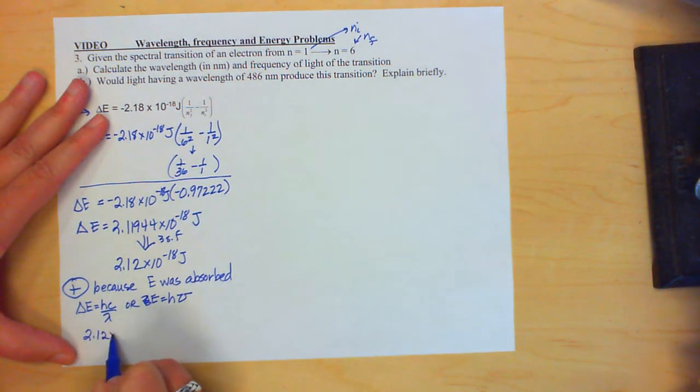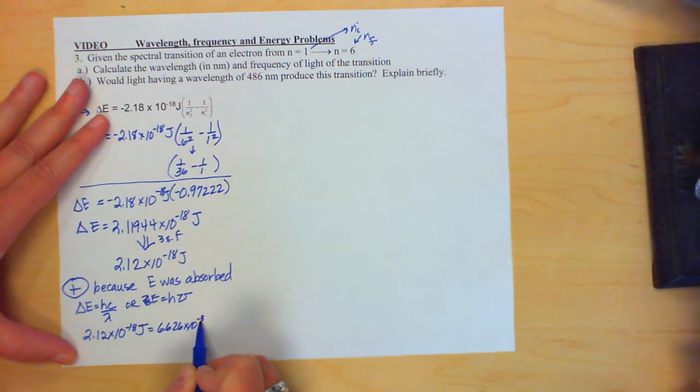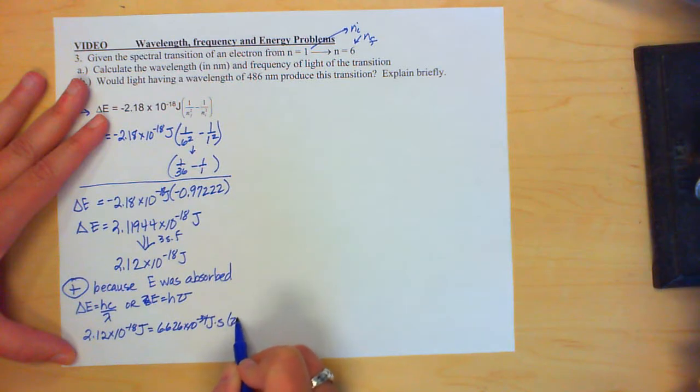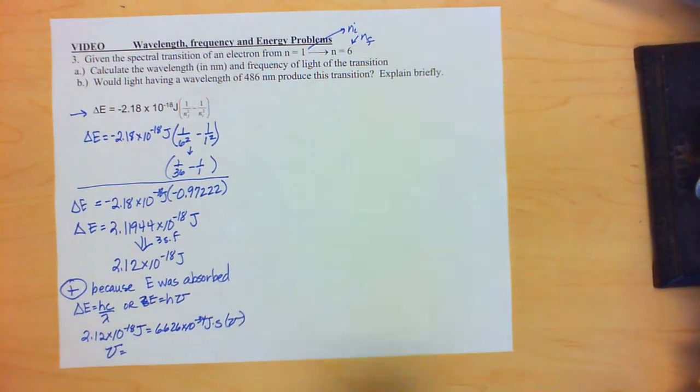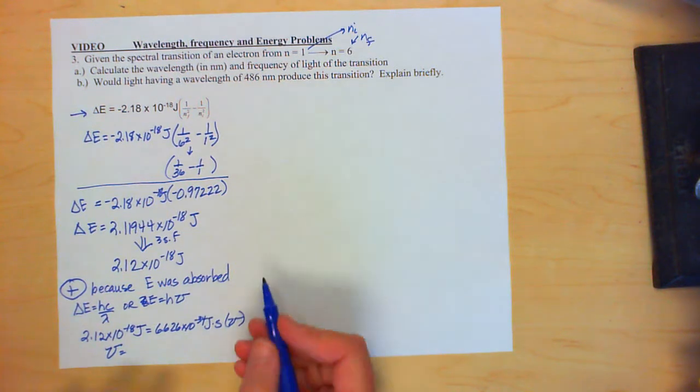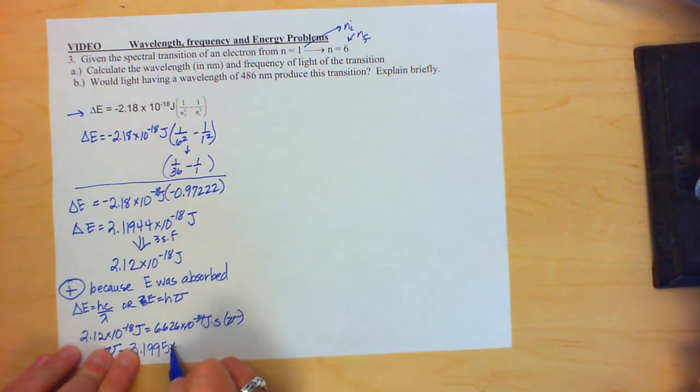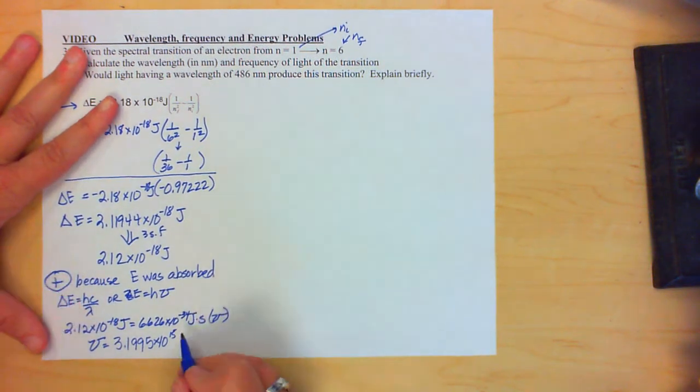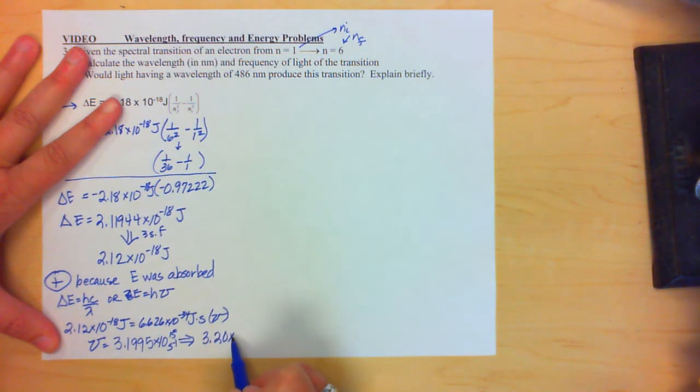So we'll say 2.12 times 10 to the negative 18th joules is equal to 6.626 times 10 to the negative 34 joule seconds times nu. So nu is going to be equal to 2.12 e to the negative 18th divided by 6.626 e to the minus 34. It should come out to be equal to 3.1995 times 10 to the 15th. It's actually really a high energy. At 3 significant figures, that would be seconds to the minus 1, so it's 3.20 times 10 to the 15th hertz for our problem.